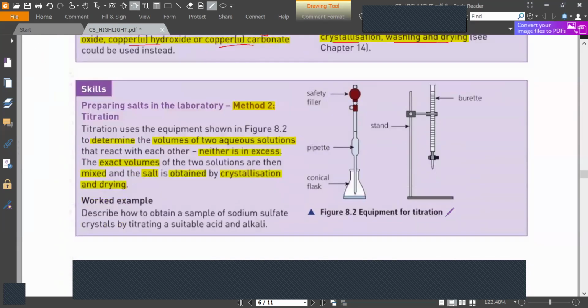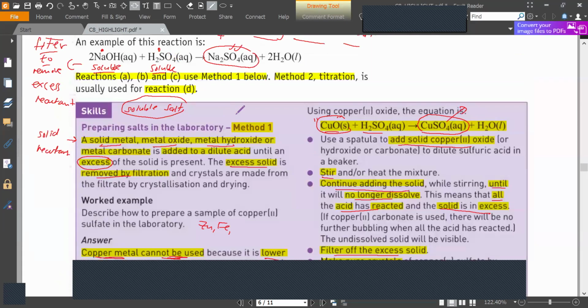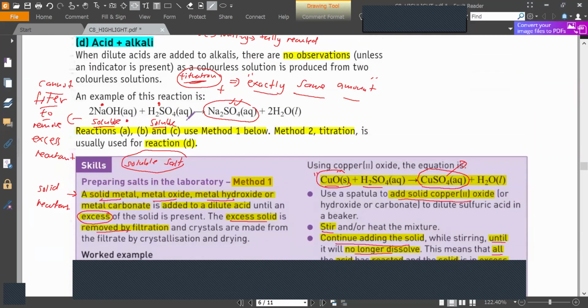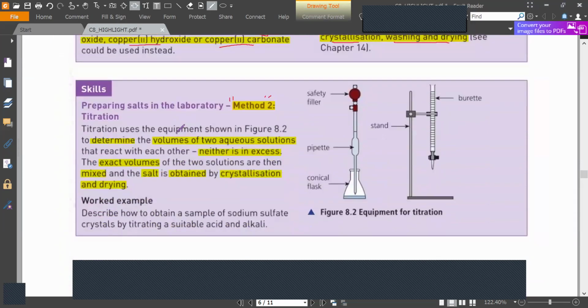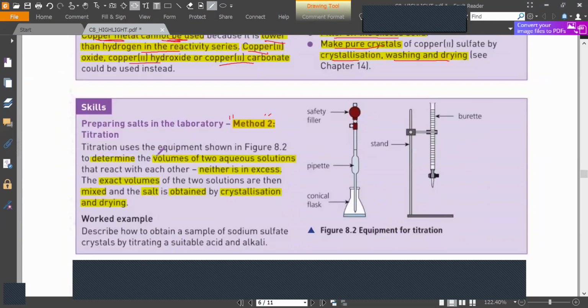Method two, if we do titration, is for when both of them are soluble. When both are soluble, we cannot put in excess, it must be exactly the same amount. So this one we will do titration. We want neither in excess, both of them in equal amount. So let's say we put the sodium hydroxide here.